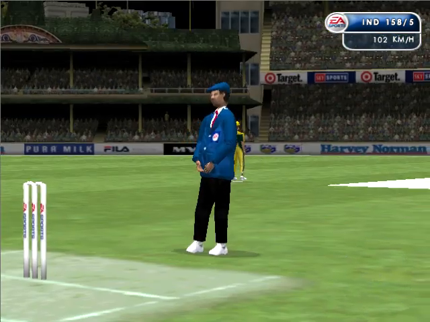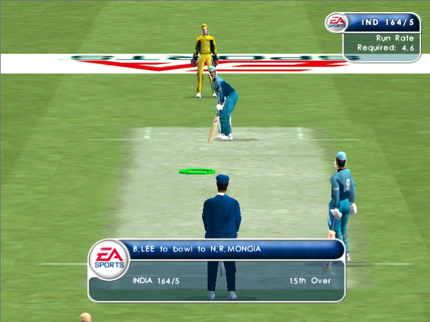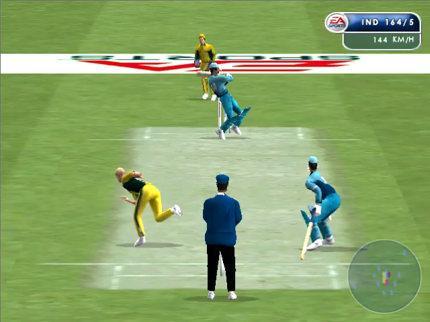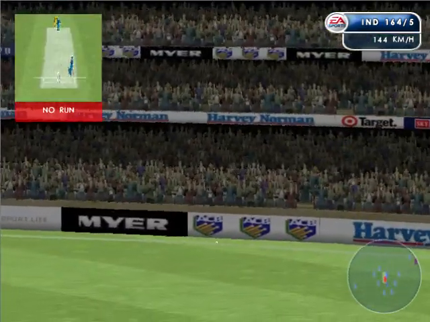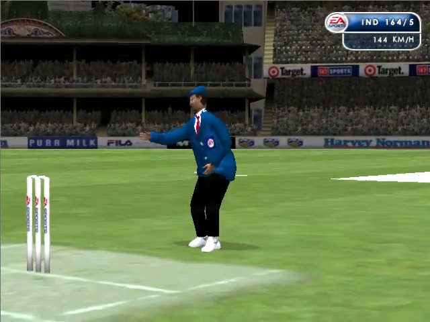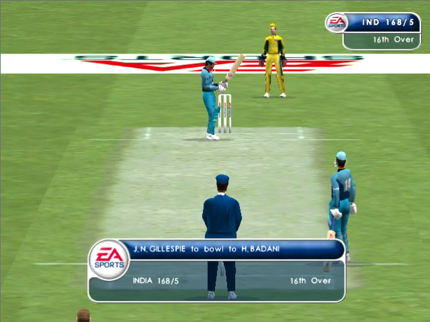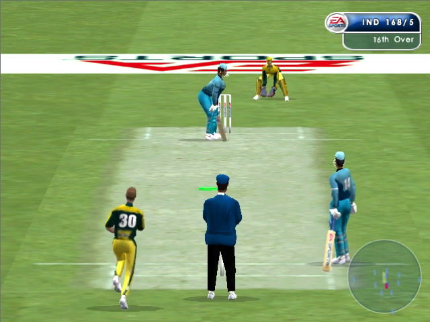That's cleared the rope. 6 runs. That was still going up as it cleared the rope. The bowler won't like that one little bit. It's high in the air. That takes him into double figures. That's the end of the 15th over. Now the run rate stands at just over 4.5 an over.